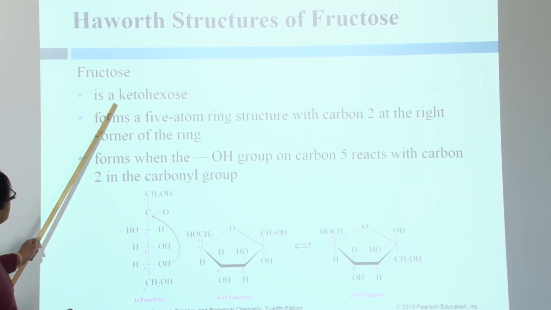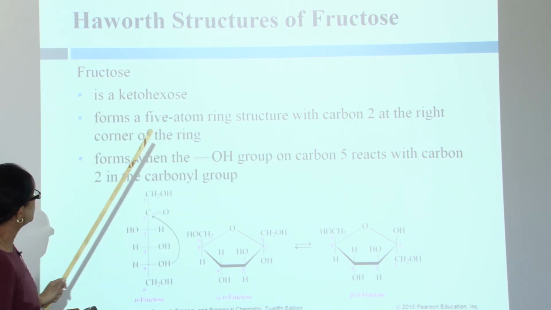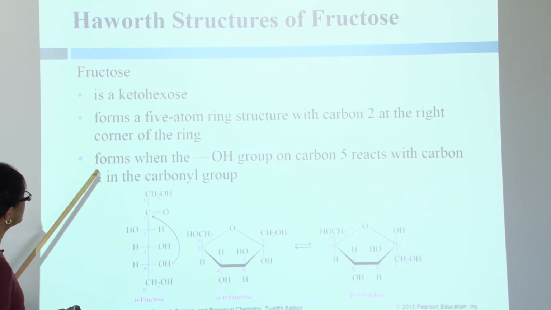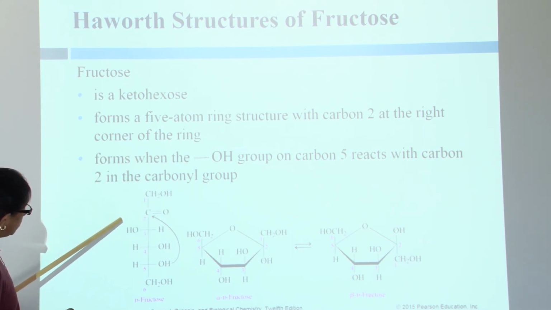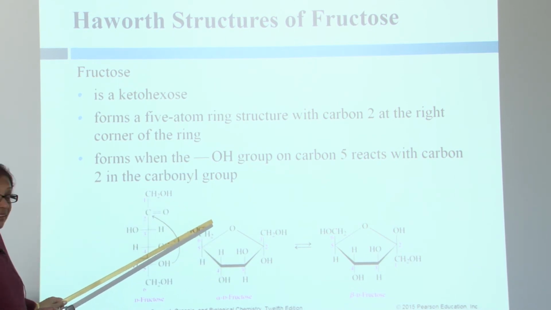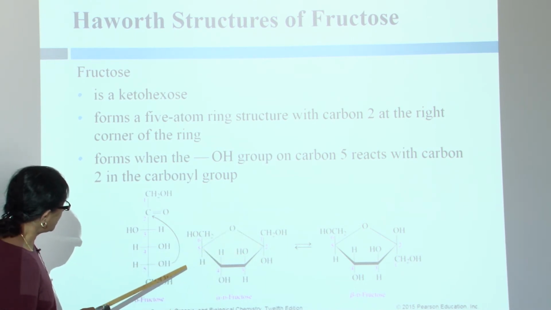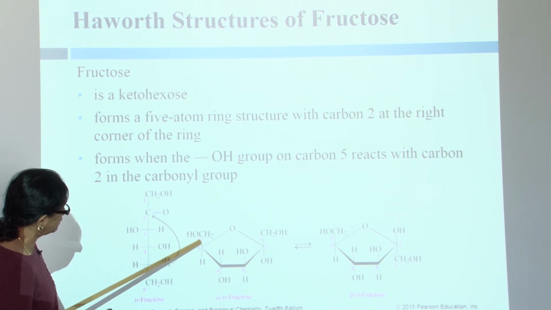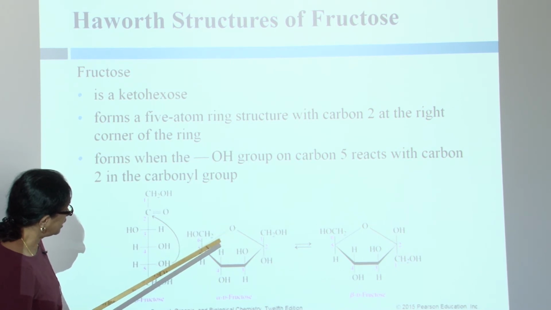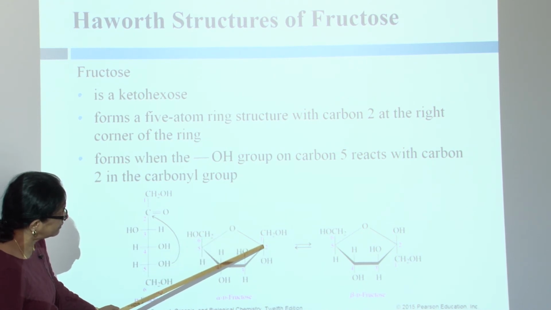Now, it is a ketohexose, and it forms a 5-carbon ring structure with carbon 2. The ring forms when the OH group on carbon 5 reacts with carbon 2 in the carbonyl group. So now we are going to rotate and bend clockwise and connect the ring. So now we are turning the ring again. The 6th carbon, CH2OH, is here. The oxygen from the OH in carbon 5 connects to the carbon 2.